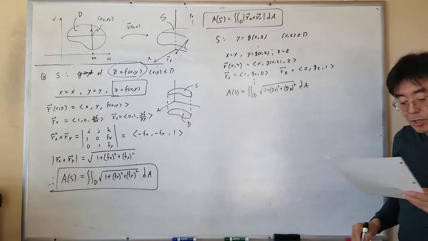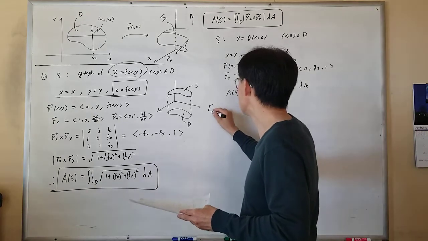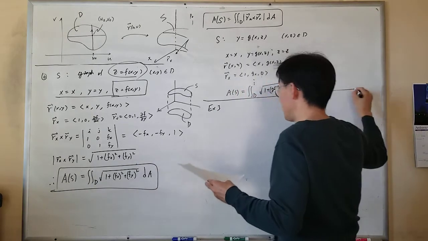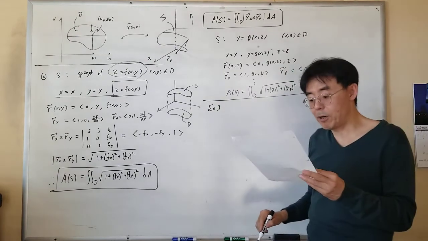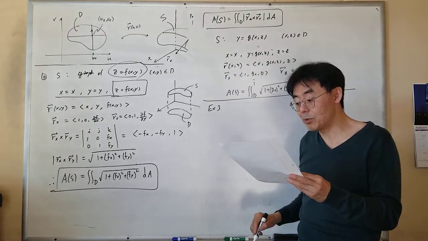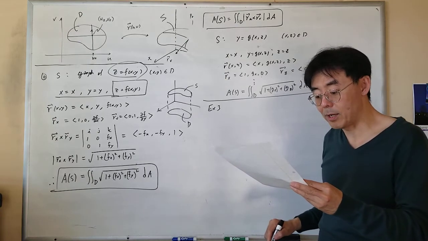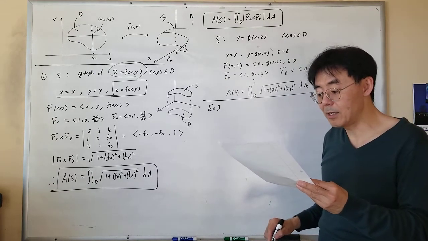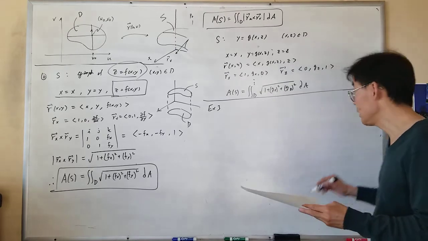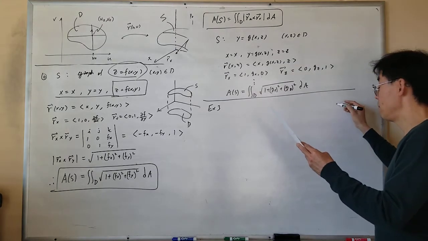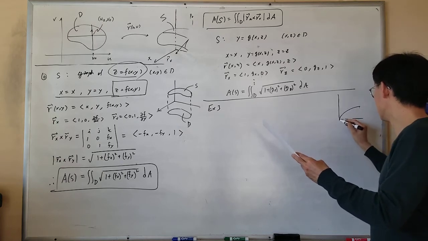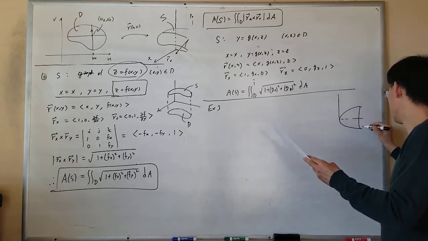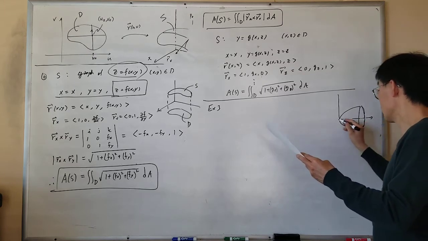Okay? So, in example 3, what do you have? Find the area of the part of the paraboloid y equals x squared plus z squared that lies inside the cylinder x squared plus z squared equals 4. So this is a paraboloid, a circular paraboloid.